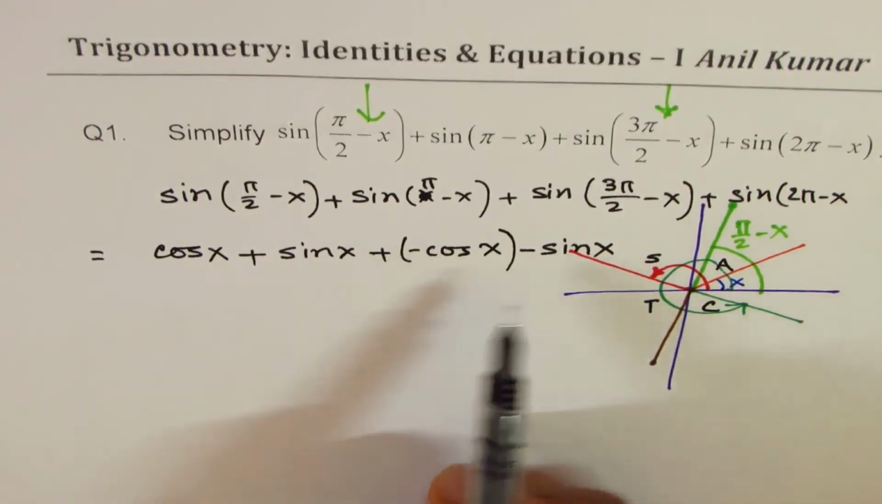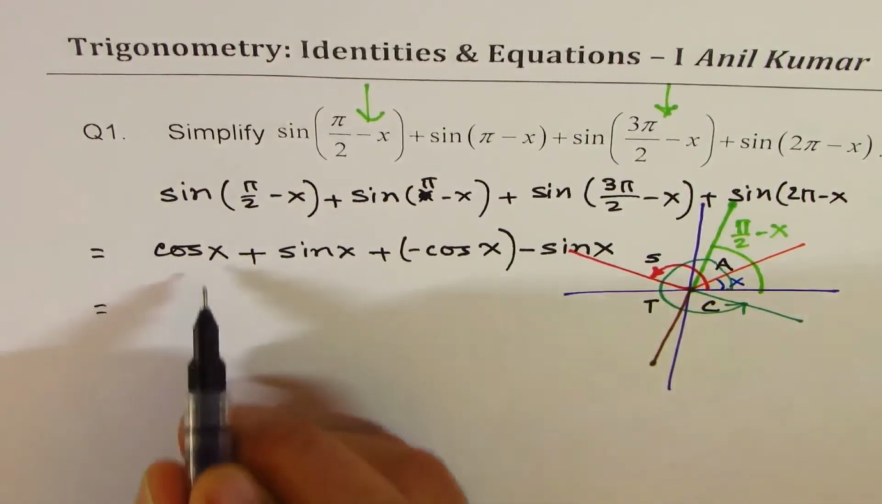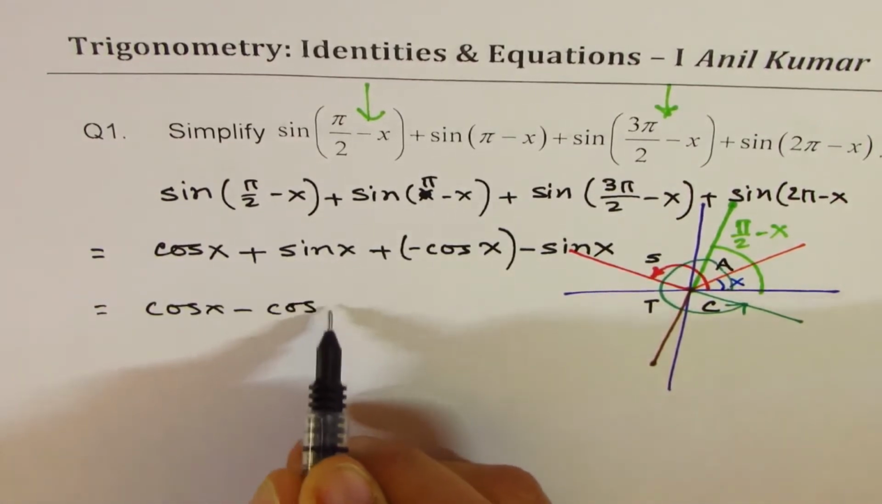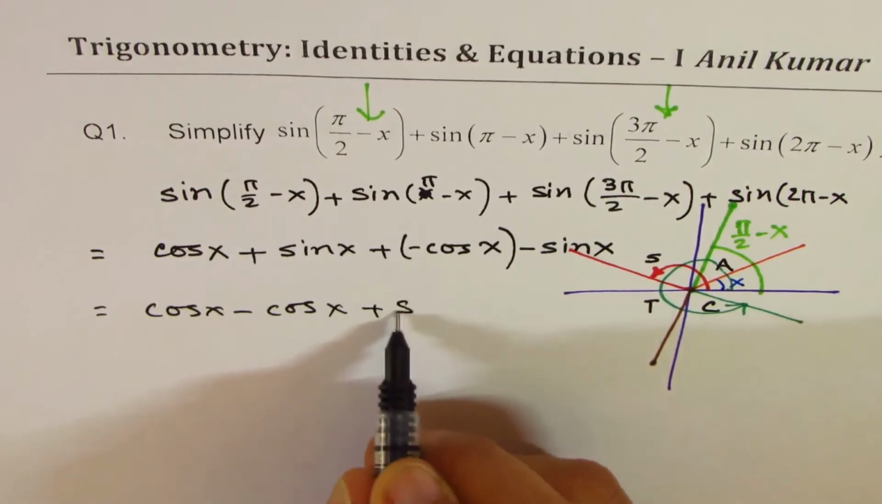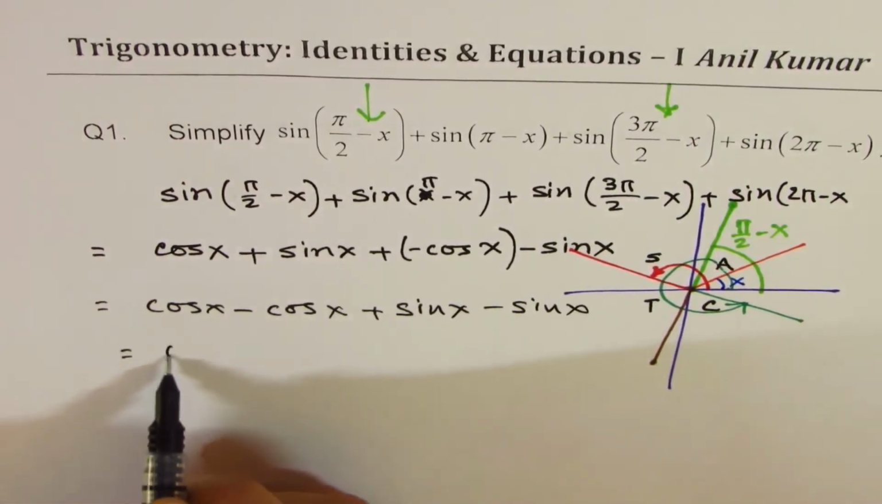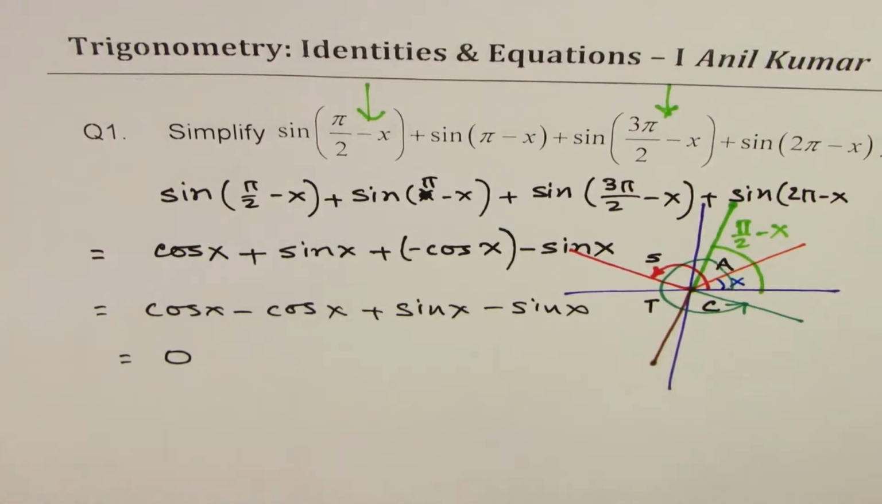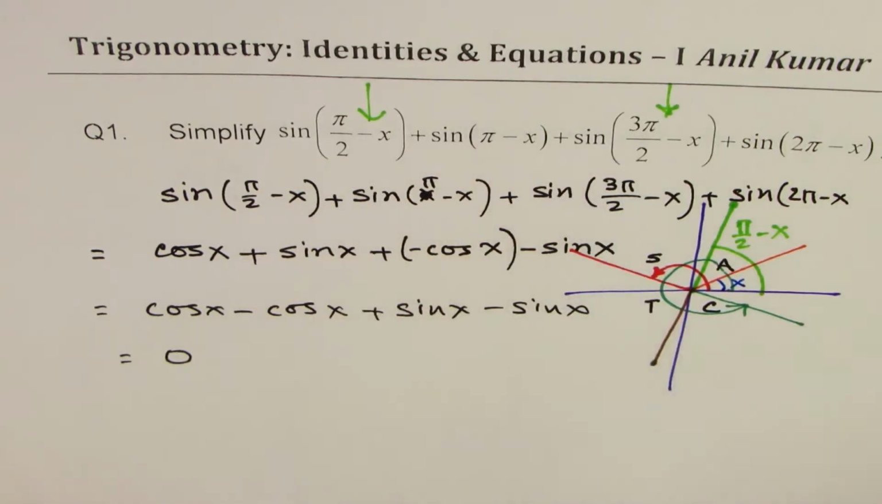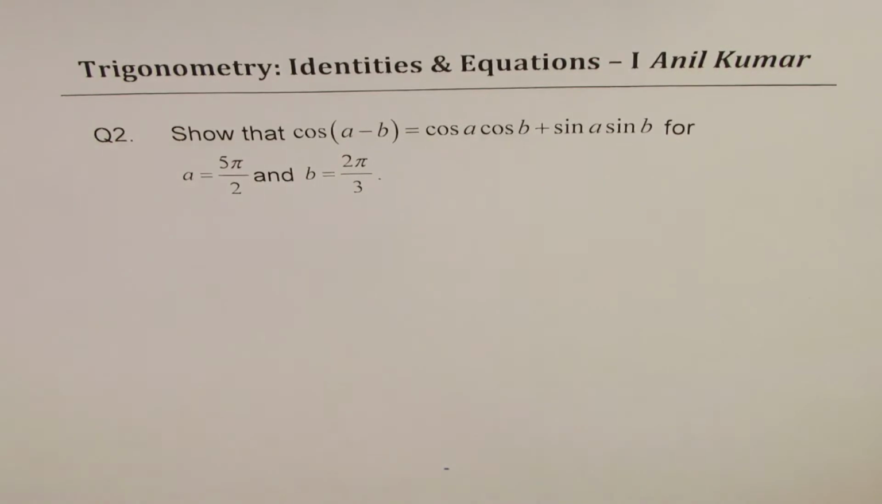Now if you look into this, what do we have? We have cos x minus cos x plus sine x minus sine x, which is indeed 0. So that is what it simplifies to, right? So I hope the concept is clear. I took my time to explain to you how to work with these angles and how to do this question without using compound angle formula. Question number 2.